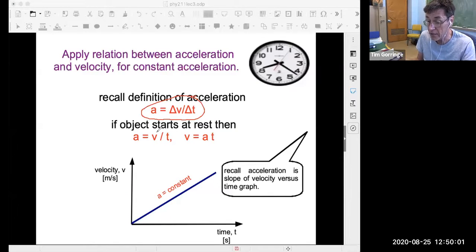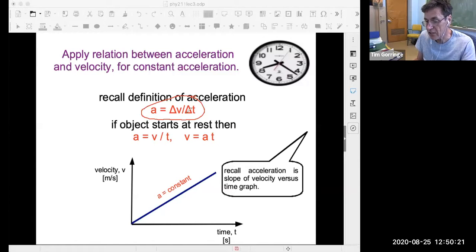Now I'm going to apply it to the object that I dropped. And I dropped that object from rest. Galileo dropped it from rest. So if you drop it from rest, this change in velocity is just really the velocity that it reaches, v, because it started with no velocity.